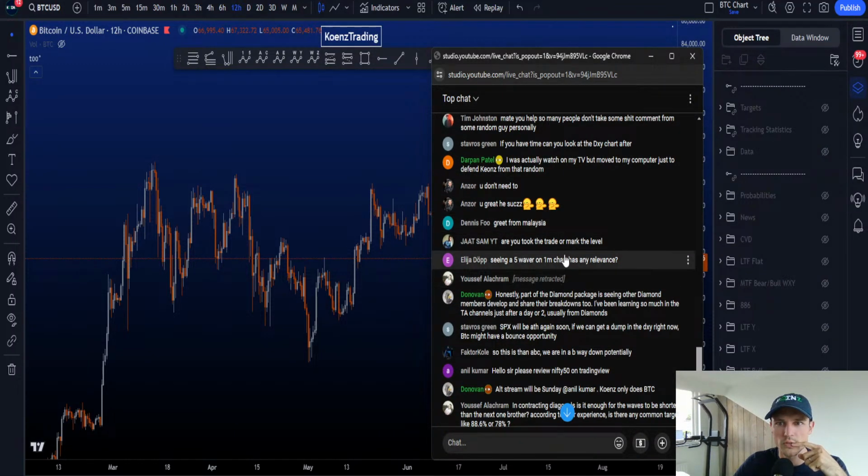Did you take the trade or mark the level? I take trades whenever I have the confidence in the price action locally to give me an entry. So I have a plan up front, and I look for a trade in a certain area, and then I wait for the area to be hit, and then I look for some proof of support. A 5 waver.